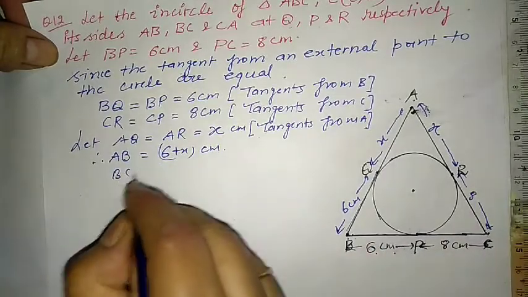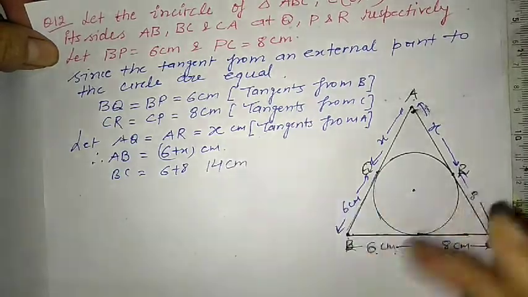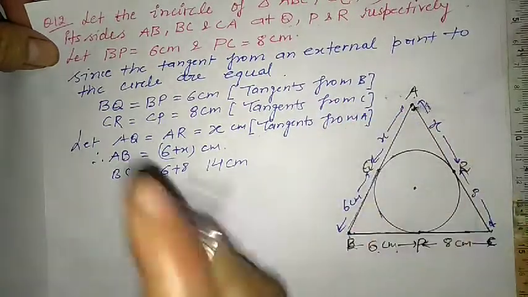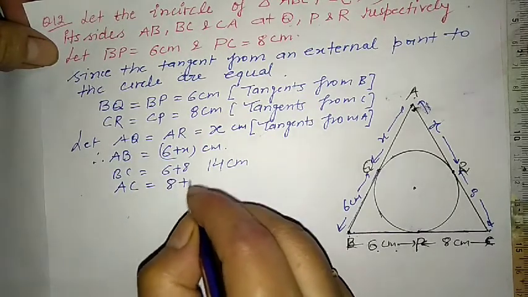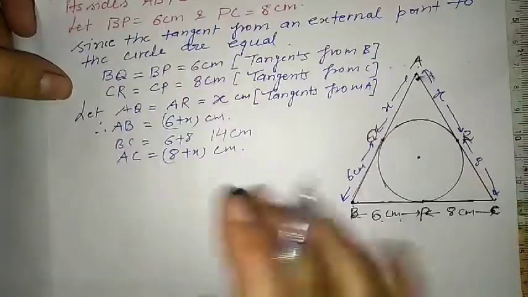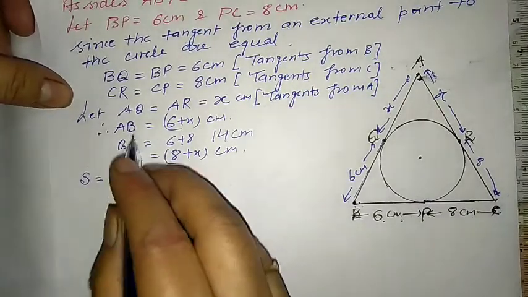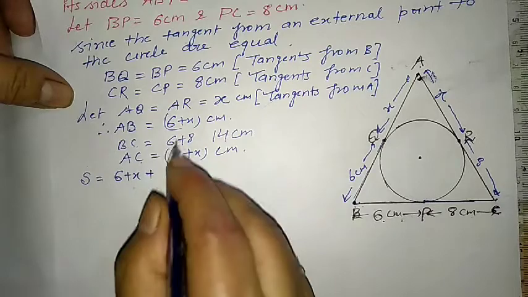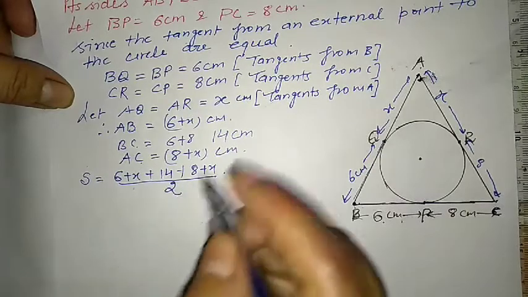Then BC, 6 plus 8, that is 14 centimeter. Then AC, this is 8 plus X. You can write X plus 8 also, no problem at all. AC is equal to 8 plus X centimeter. All the three sides we have. If we want to apply Heron's formula here, we require S. What is S? The semi-perimeter. So for that we require AB plus BC plus AC divided by 2. So AB is 6 plus X, BC is 14, AC is 8 plus X, divided by 2.